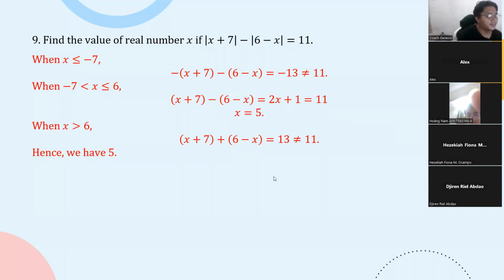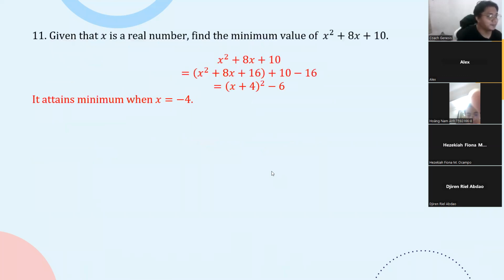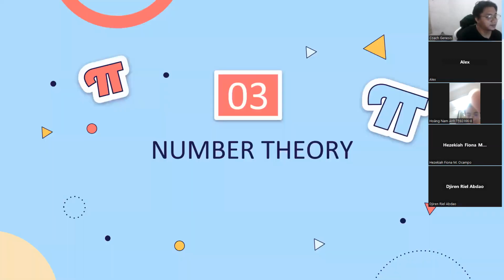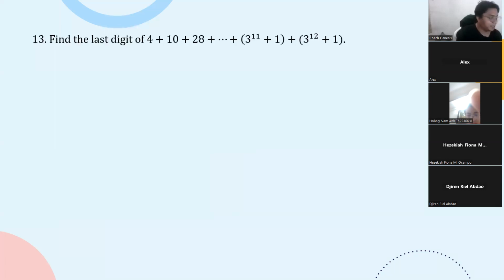Okay, so if there are no more questions, I guess we can proceed with the next category, which is number theory. Okay, so for number 13, find the last digit of the sum 3 plus 1, 3 squared plus 1, and so on, plus 3 raised to 11 plus 1 plus 3 raised to 12 plus 1. So what shall we do with this one?